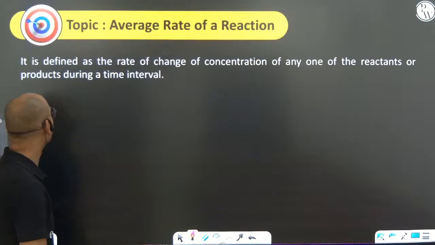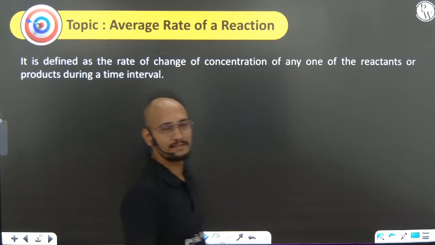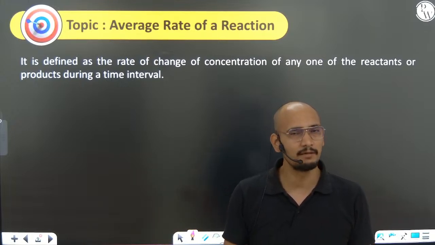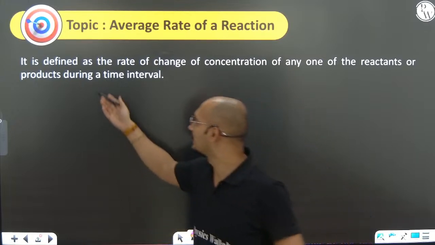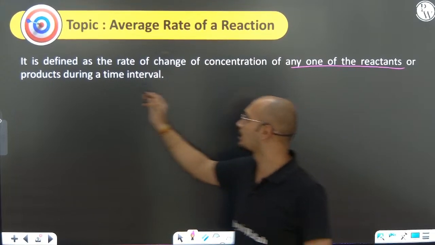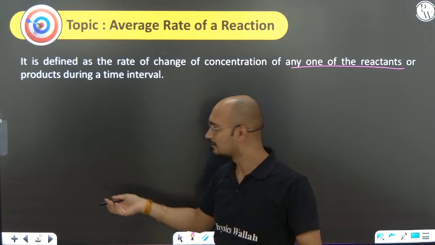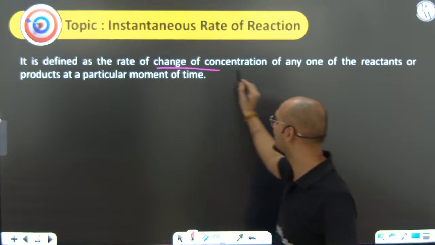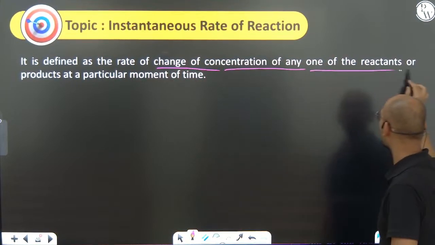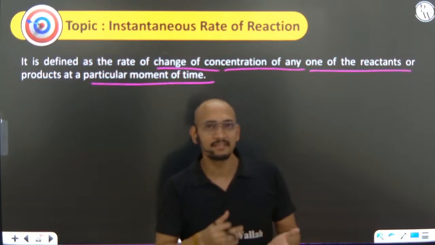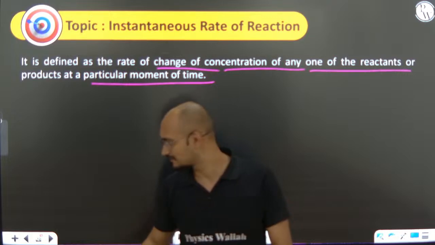Okay, next. Average rate of reaction. What is average rate of reaction? When there is a bigger change in concentration over a bigger change in time, it is the average rate of reaction. It is defined as the rate of change of concentration of any one of the reactants or products during a time interval, when there is a bigger time interval. While the instantaneous rate is defined as the rate of change of the concentration of any one of the reactants or products at a particular moment of time. So at any point of time, the rate of the reaction will be called the instantaneous rate of reaction.